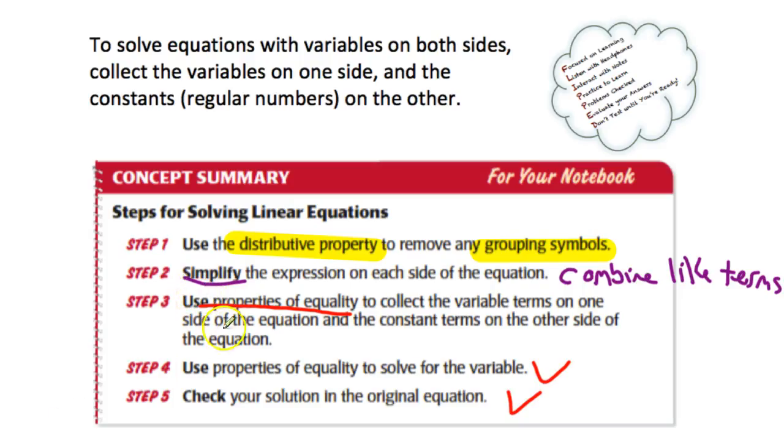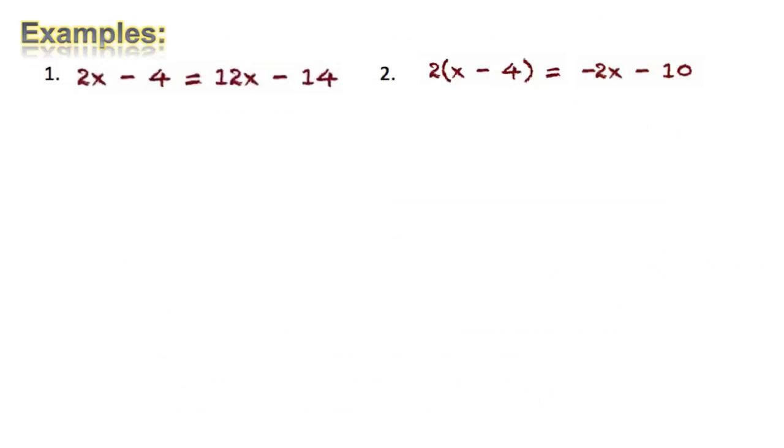The third one, use properties of equality to collect variable terms on one side of the equation and constant terms on the other side of the equation. So let's do that. So I'm going to highlight 2x and 12x. Those are the variables. So I want to put those on the same side of the equation. And then minus 4 and minus 14, those are the constant terms. I want to put those on the other side of the equation. Alright, so when I do this, I draw a line down the middle to keep everything separate.